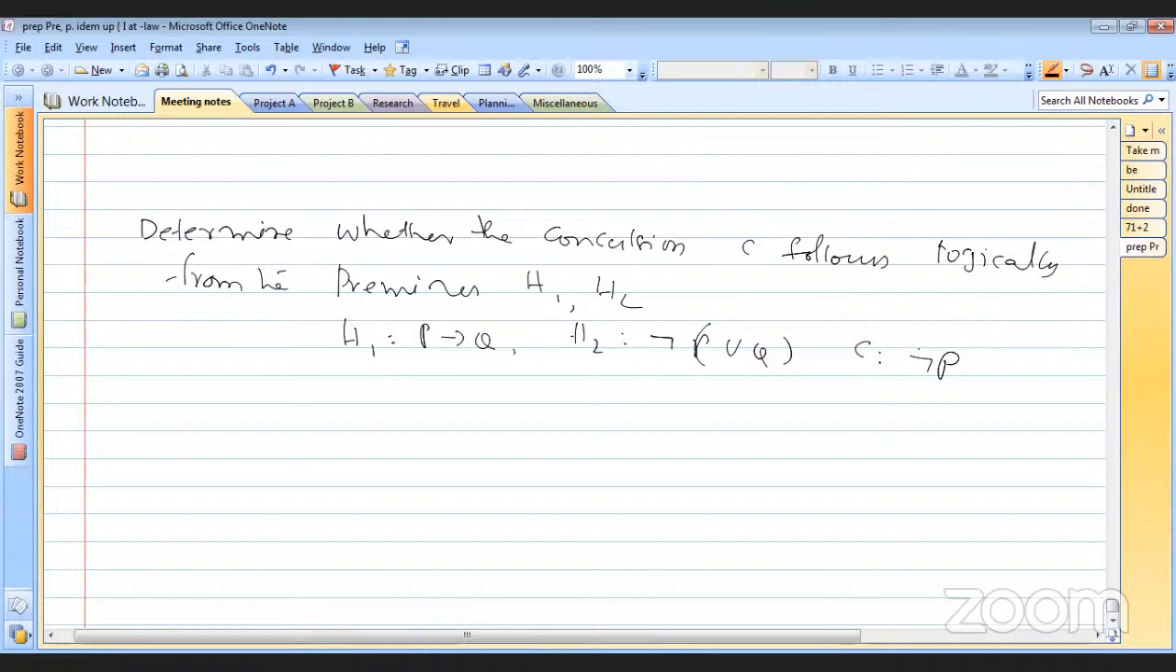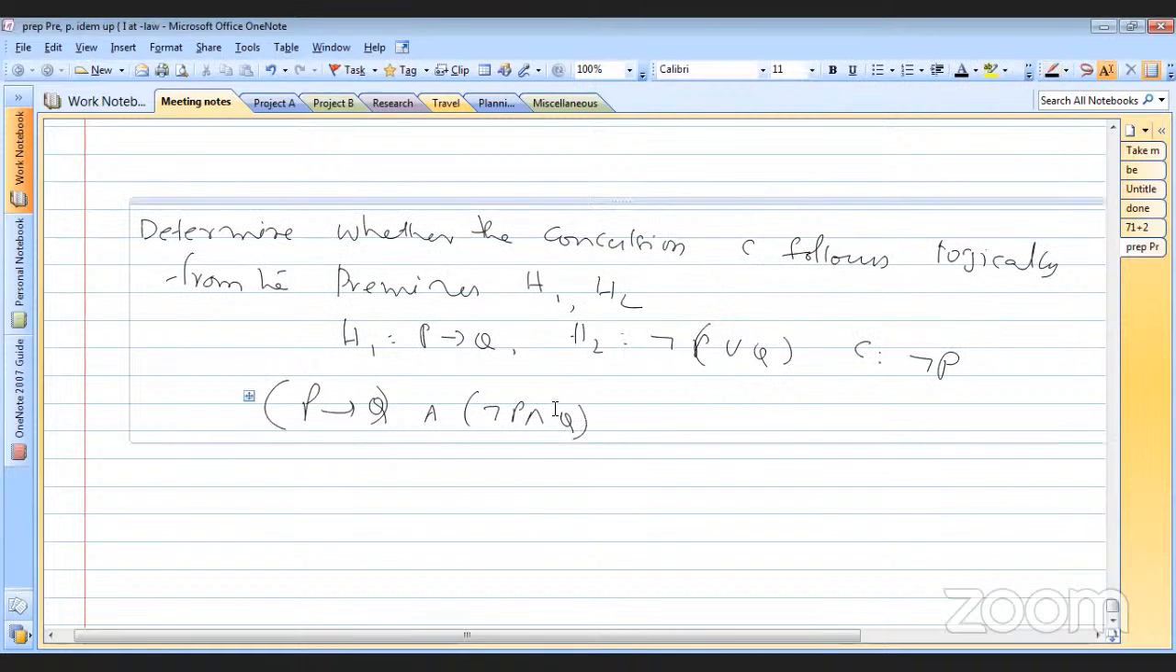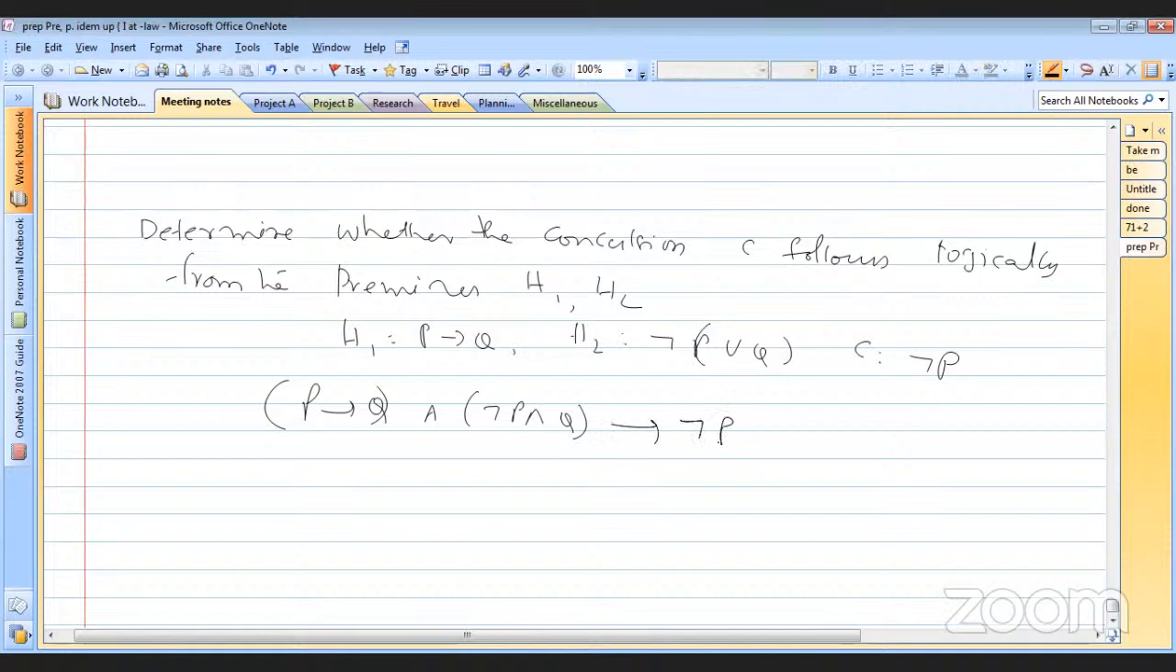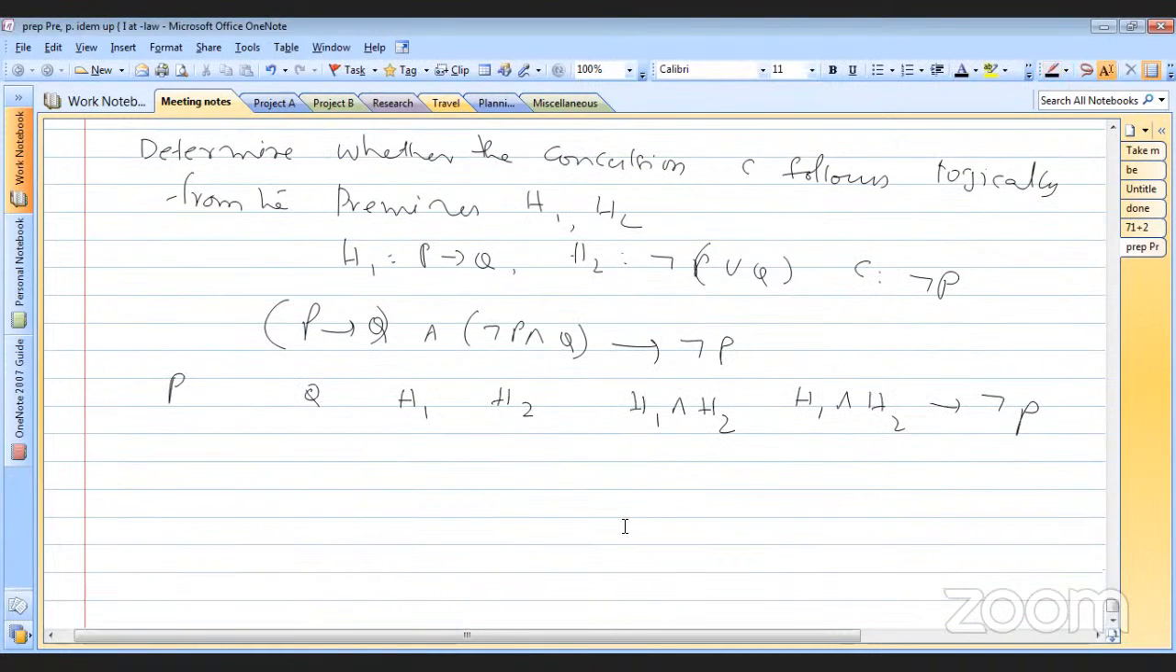So we can follow the truth table here. P stands to Q and negation of P and Q, and negation of P and the negation of Q stands to negation of P. So we can write the truth table here: P, Q, H1, H2, H1 and H2, H1 and H2 stands to negation of P. So the earlier conditions I'm writing again here.